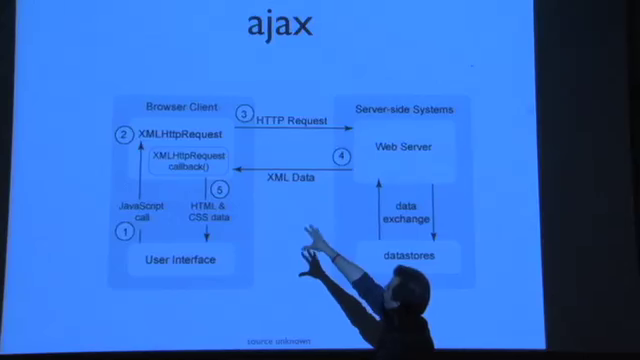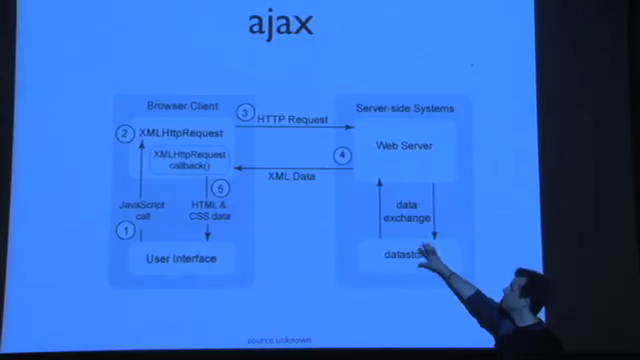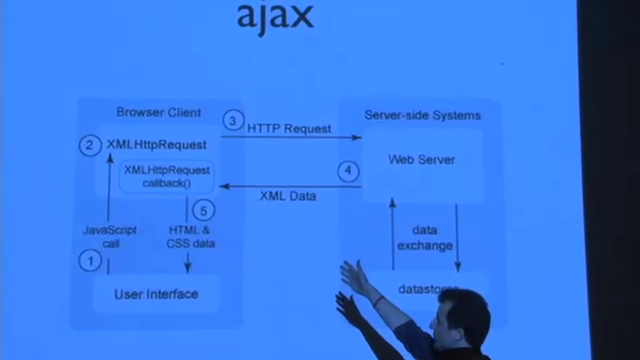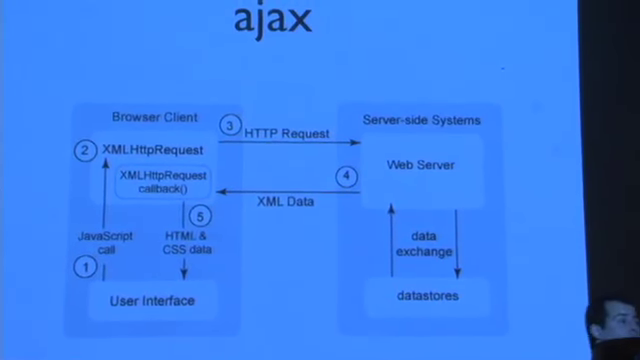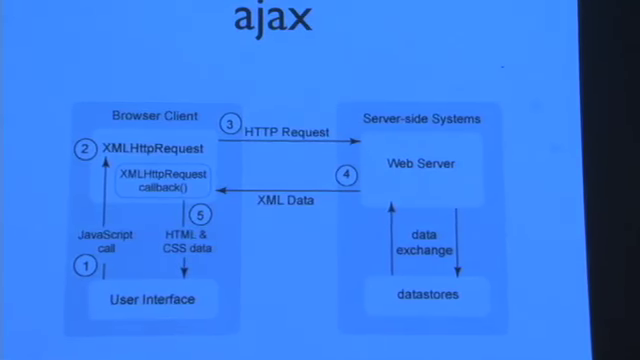Step 3, the request goes from the browser to the server. The server does its thing, maybe getting some data from a database, and then responds to the Ajax library that you're using, really the browser. And the browser then invokes your event handler and says, here's your data. And at that point, you can do anything that you want with it.